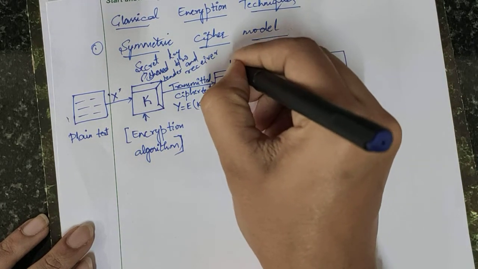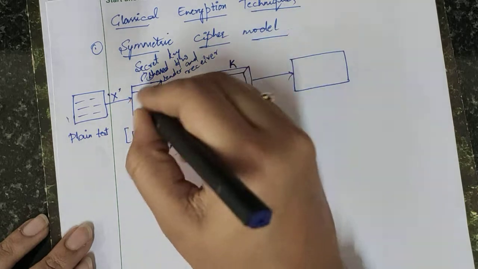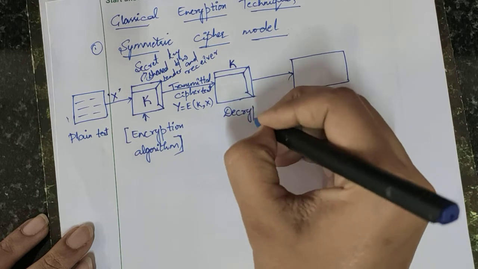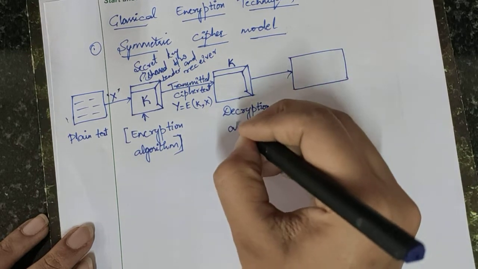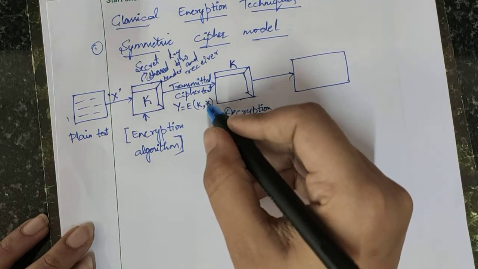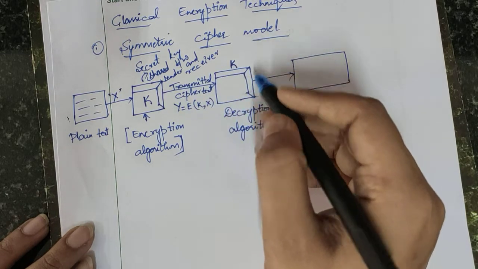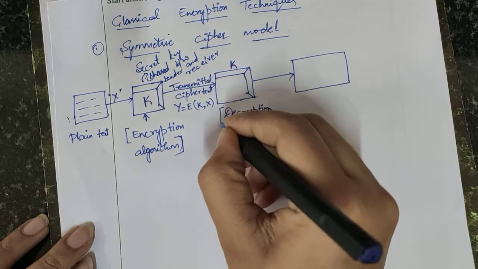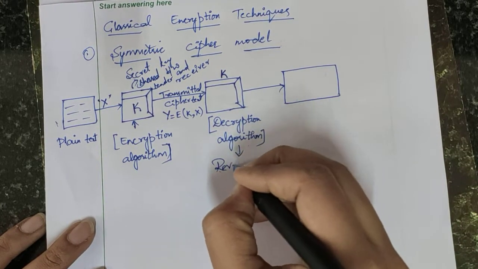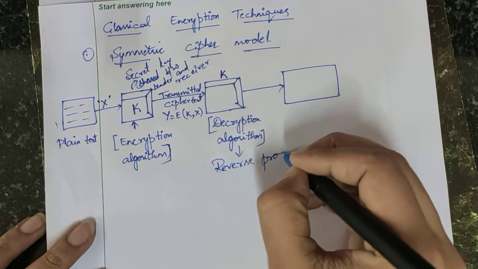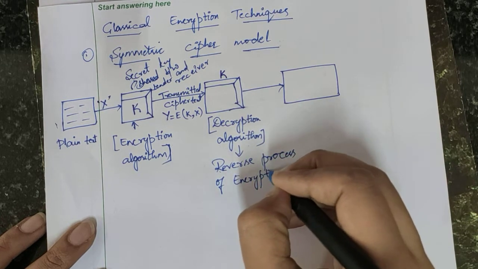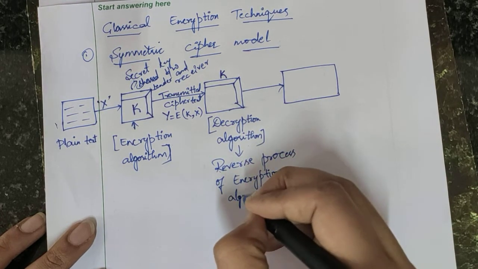Similarly, again on the receiver side there will be a secret key. The same key you will be having here. So this process is nothing but the decryption algorithm. That means the transmitted cipher text should again be converted back to the plain text. For that we will use the decryption algorithm, which I can say is a reverse process of the encryption algorithm, right?